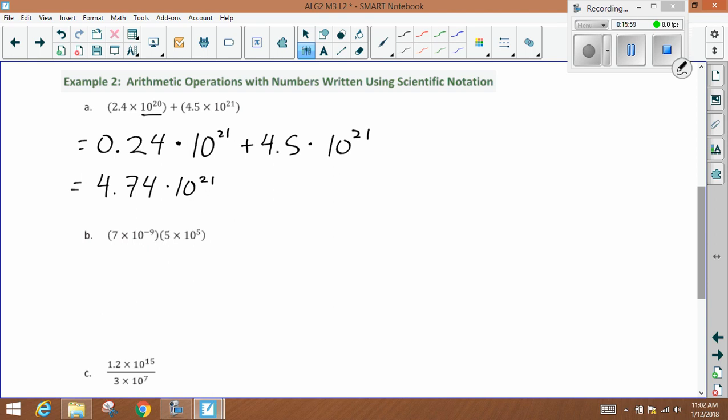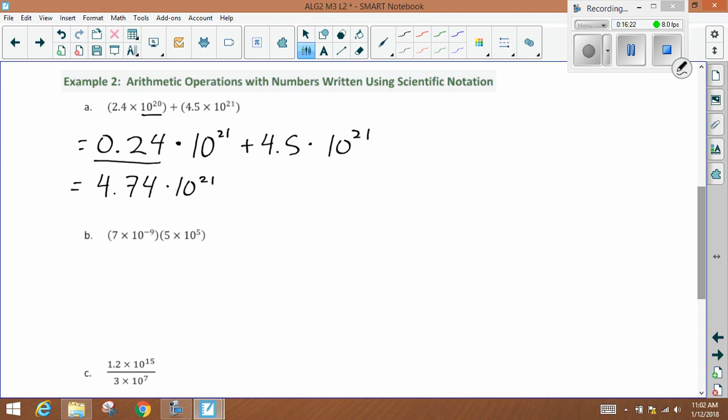Yeah, when you're trying to make these the same exponent, do it so that you get a decimal less than 1, rather than getting a decimal where you have a value in the tens place, because then you'll wind up doing extra work. You don't want to do the extra work.